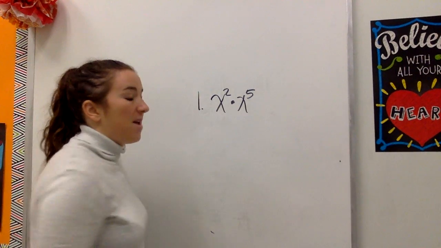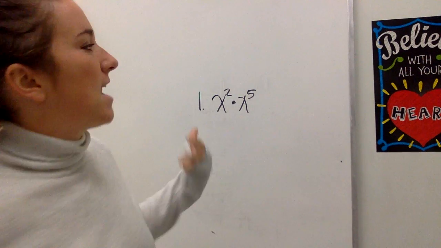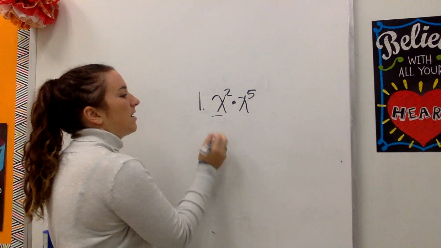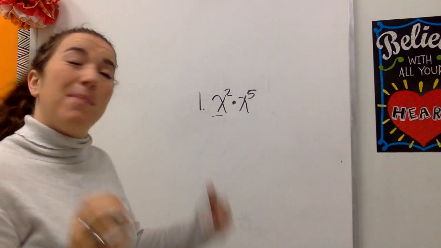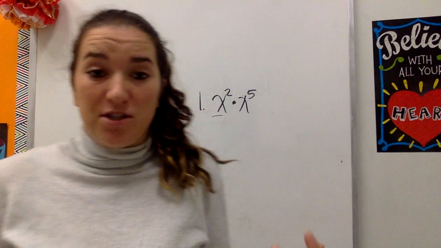So for our first problem, we have x squared times x to the fifth. I know there's some rule that I can use for when I multiply exponents with the same base, but I don't remember it. So instead, I'm just going to expand it.